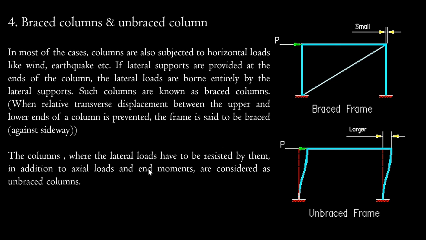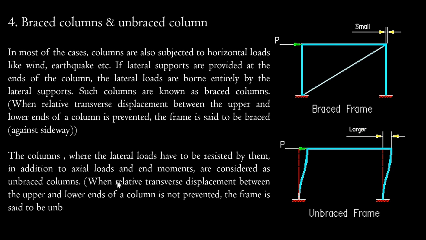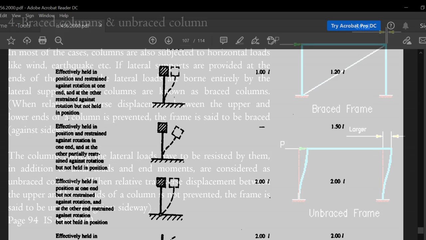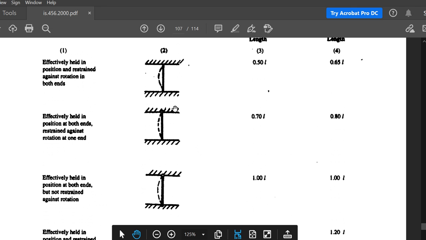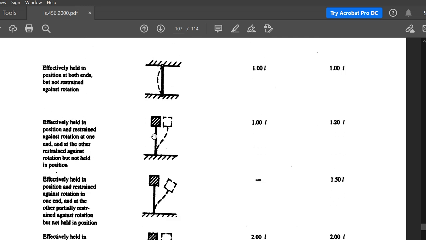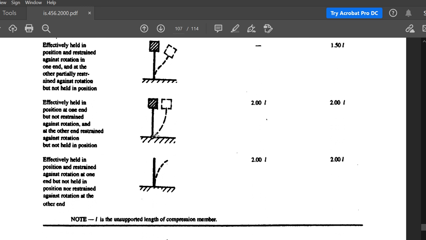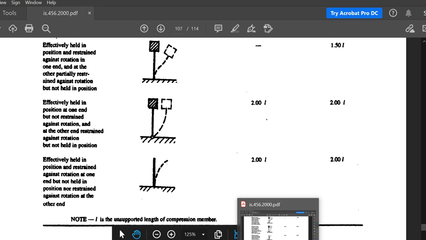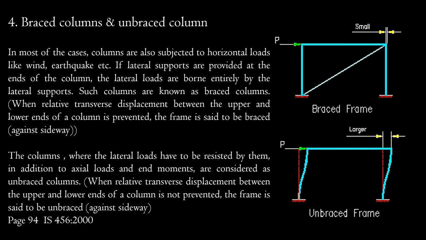the columns where the lateral loads have to be resisted by them in addition to the axial loads and end moments are considered unbraced columns. That is, this has to resist more load when compared to this one. You can see on page number 94 of your IS 456, I have discussed this. These three cases, 1, 2 and 3, are braced columns, and the remaining are unbraced columns because they cannot resist lateral loads. So we need to provide extra reinforcement in order to resist the lateral loads.